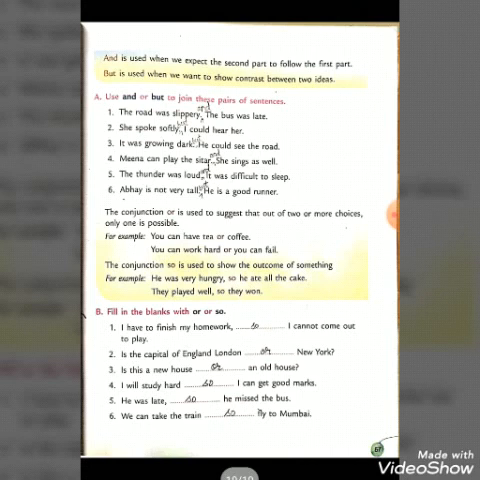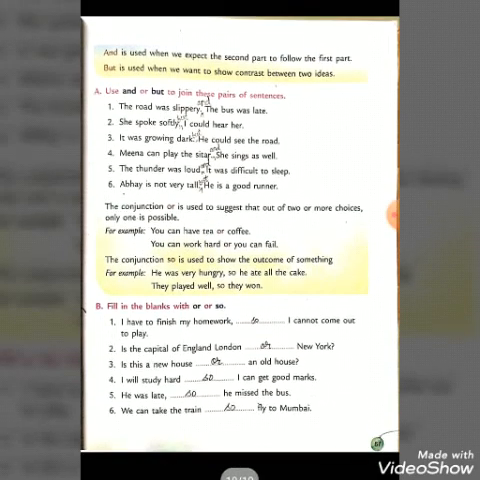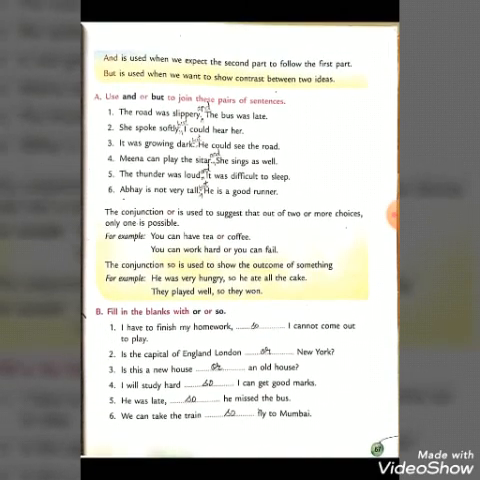But I could hear it. Here you can see the word "but". The conjunction "but" is used when we want to show contrast between two ideas: she spoke softly, but I could hear it. Here is the two ideas: she spoke softly, I could hear it.